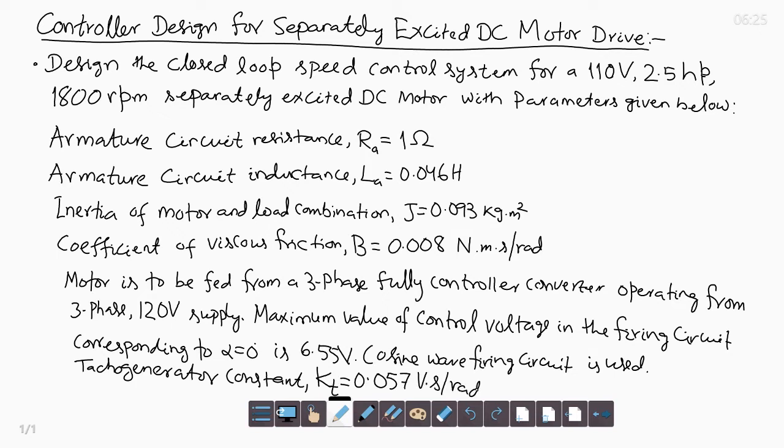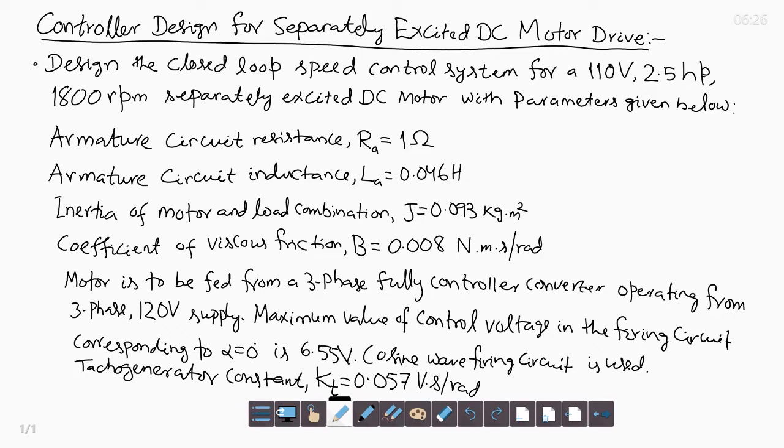So the problem is like this: you have to design the closed loop speed control system for a 110 volt, 2.5 HP, 1800 RPM separately excited DC motor with parameters given below. Armature circuit resistance RA is 1 ohm, armature circuit inductance LA is 0.046 Henry, inertia of motor and load combination J equals 0.093 kg meter square. Coefficient of viscous friction B is 0.008 Newton meter per radian per second.